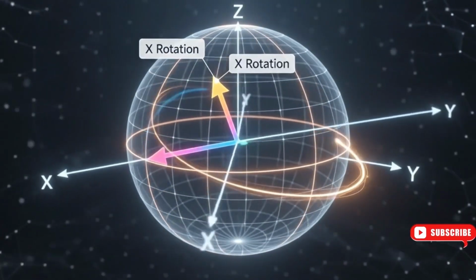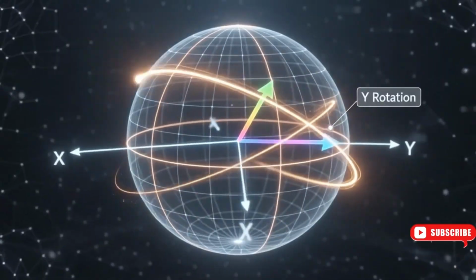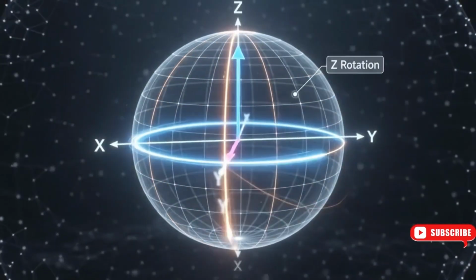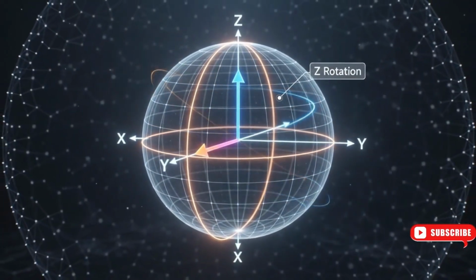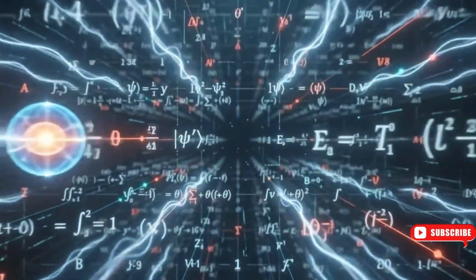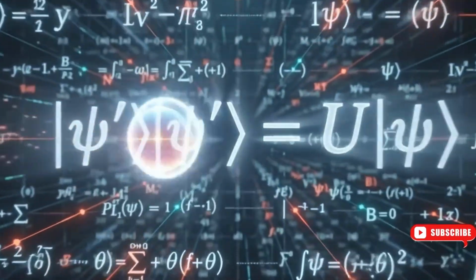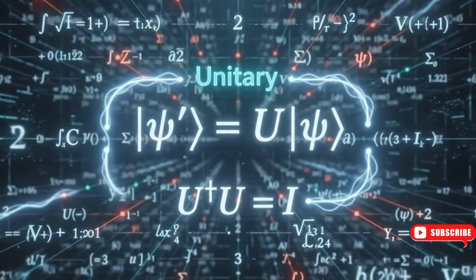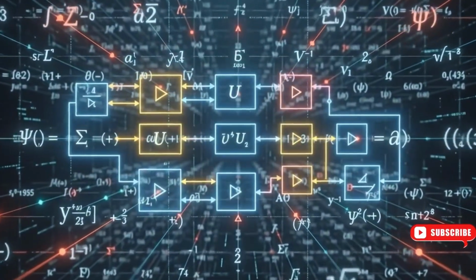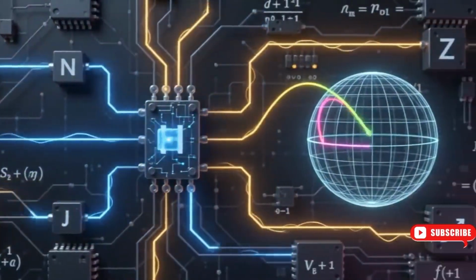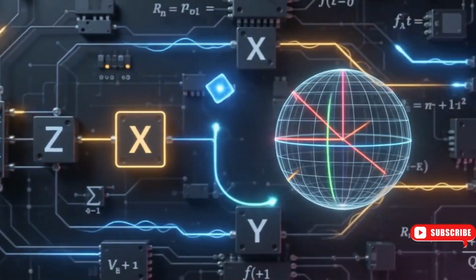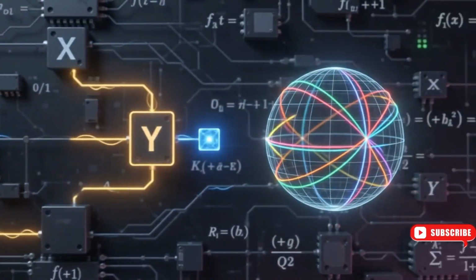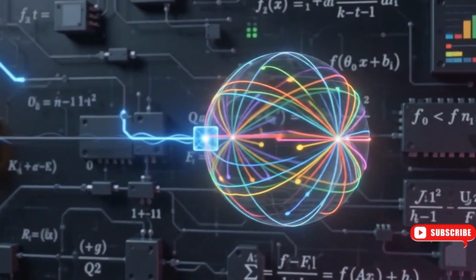Every single-qubit quantum gate can be understood as a precise rotation of the state vector on the Bloch sphere. Every quantum gate is a unitary transformation, changing a qubit's state while perfectly preserving the total probability of the quantum system. Quantum algorithms are created by combining many gates together, each one carefully transforming the qubit step by step.